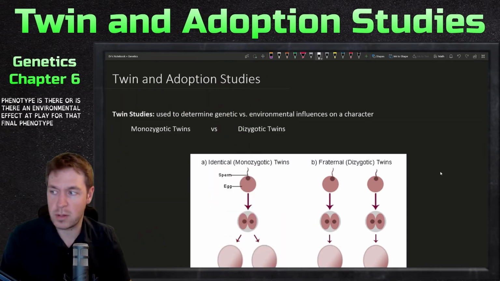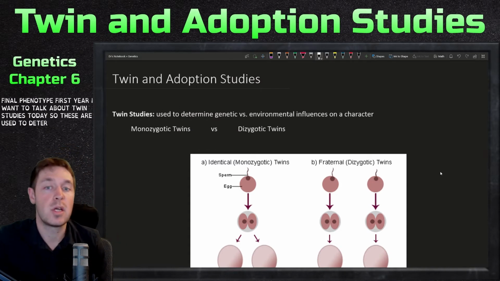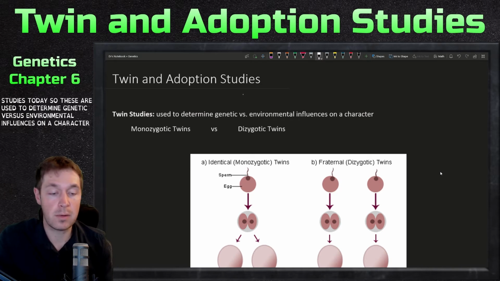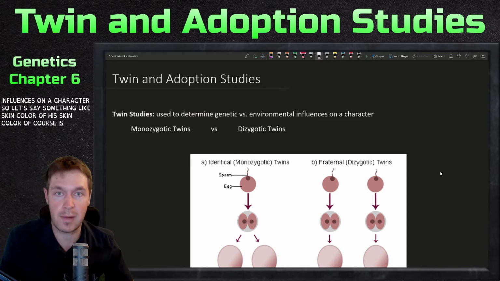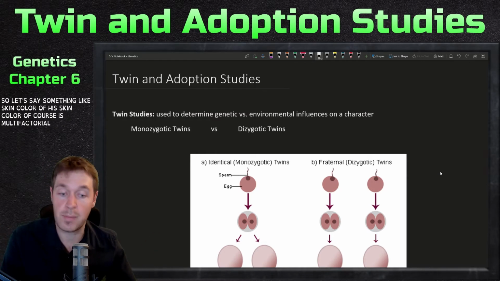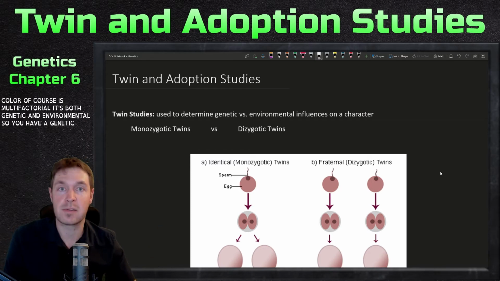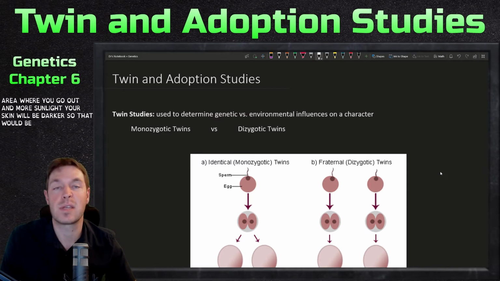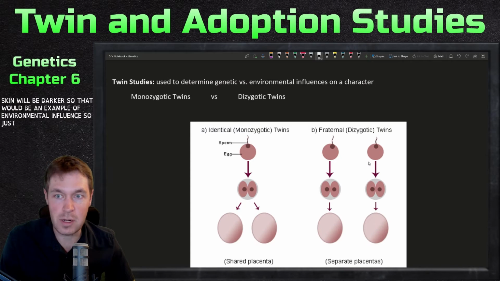So first here, I want to talk about twin studies today. These are used to determine genetic versus environmental influences on a character. So let's say something like skin color. Skin color, of course, is multifactorial. It's both genetic and environmental. So you have a genetic basis for your skin color, but if you're in an area where you go out in more sunlight, your skin will be darker. That would be an example of environmental influence. So just as a little intro to get into this.